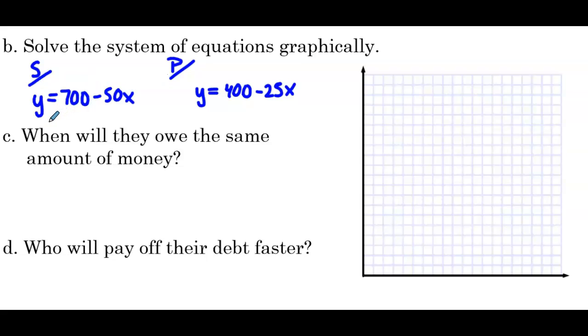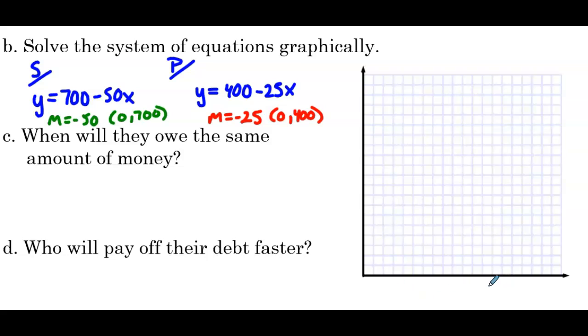Okay, so for Sam, the slope is negative 50, and the y-intercept is 0, 700. And for Peter, the slope is negative 25, and the y-intercept is the point 0, 400. So again, we have to talk about scaling our axes. Now in this case, because we have negative slopes, we want the y-intercepts to happen high on the y-axis, because then all of our points are going to work down. So we need to figure out a scale that makes sense based on all of our values that put 700 and 400 higher up the y-axis.